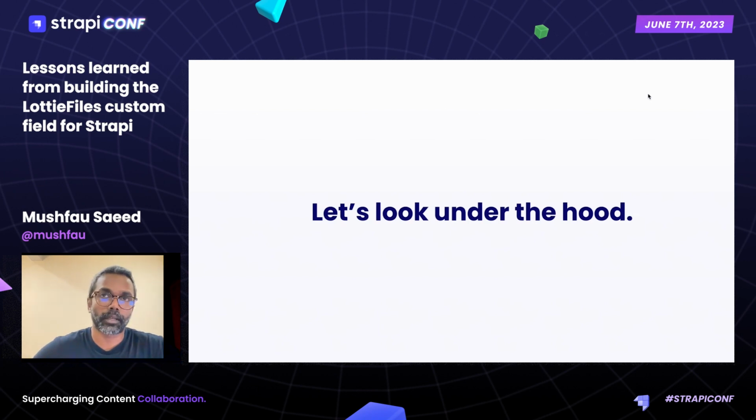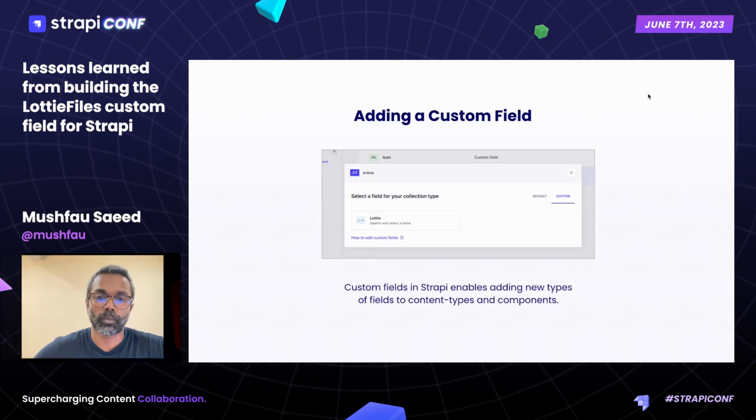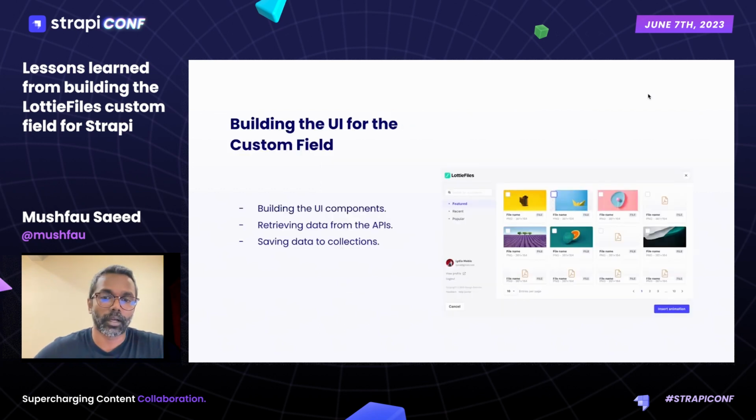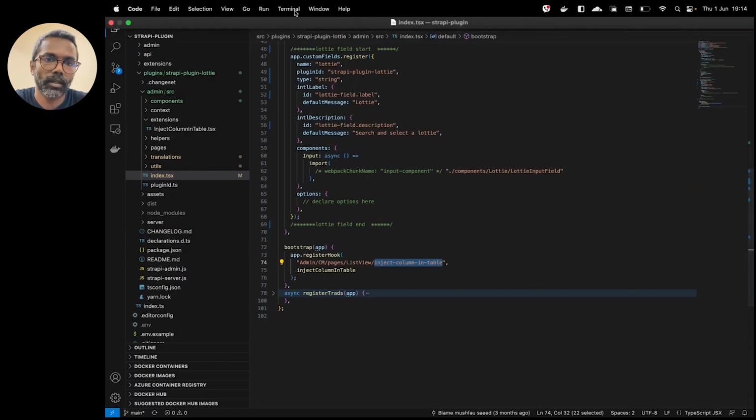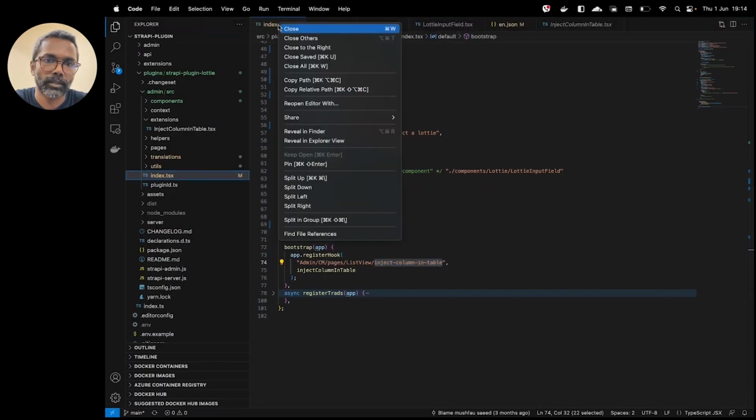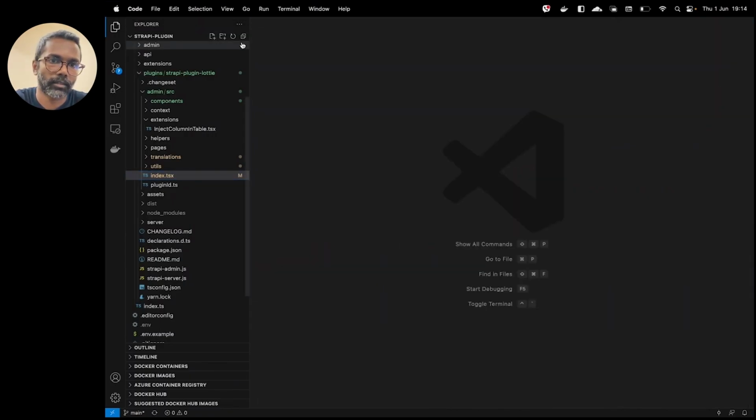So in this part, I'll talk about three things. One, how we add the custom field and how we register it. Two, how we build the browsing modal, the modal that you see when you click on the field. And three, how we override the list view. So let's go into the code. Here, let me close the files first and start from the beginning.